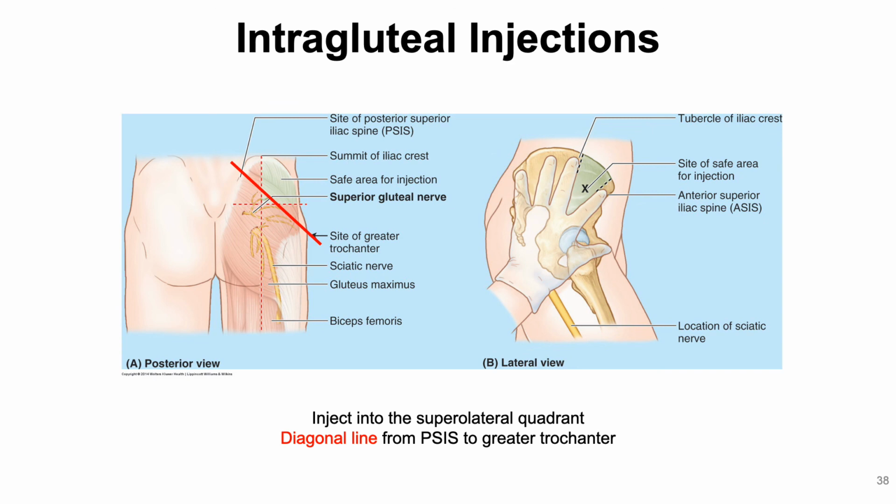Then injecting between basically your index finger and your middle finger will pretty much keep you from injuring something like the superior gluteal nerve, which is going to be in the superior region. Don't ever give an injection lower because you could hit the sciatic nerve and that could be a ton of pain. So superolateral quadrant is where you want to give an injection in the gluteal region.